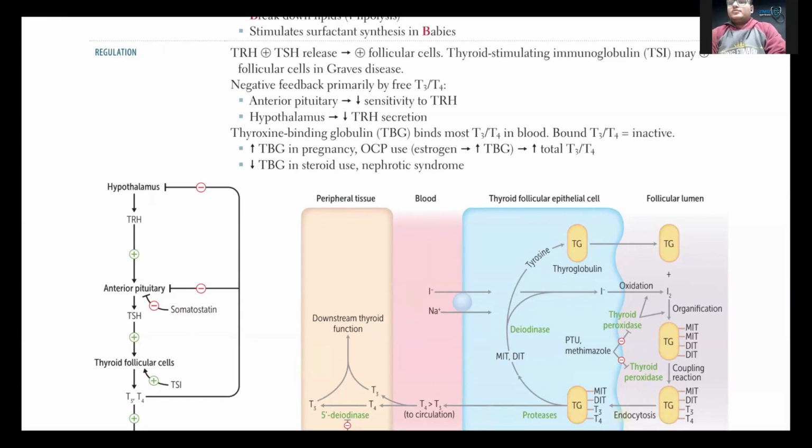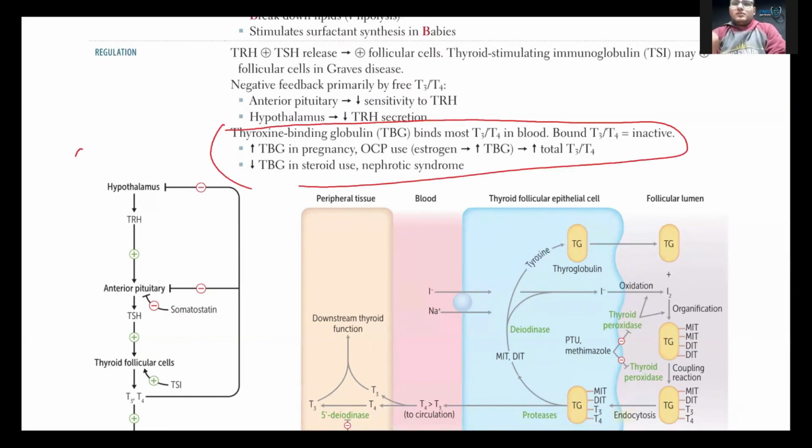Okay. So next, what is the negative feedback? Negative feedback is when there is decreased sensitivity in the anterior pituitary to the TRH, and in the hypothalamus, decreased sensitivity to the thyrotropin releasing hormone secretions. Next are super high yield exam questions. This is super high yield.